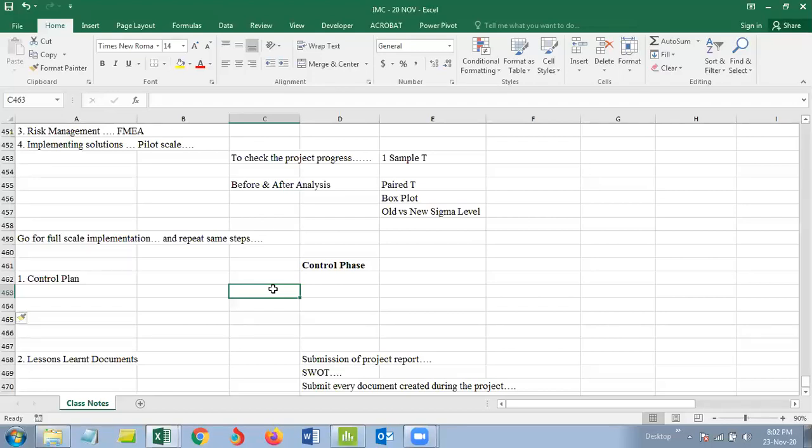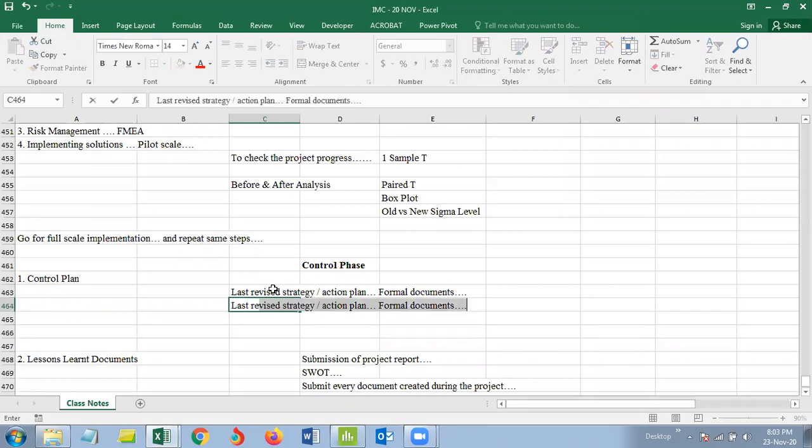The last revised strategy, or you can say action plan, becomes the formal document. These are the things which we must do. You might print them and make them a part of your quality manual, that these are the activities which we must do to ensure that the process remains improved. And other than that, your last revised FMEA, which is the risk management plan, will also become a part of the formal document. These were the things we did to secure the action plan, and we must continue doing the same, otherwise my action plans can fail.